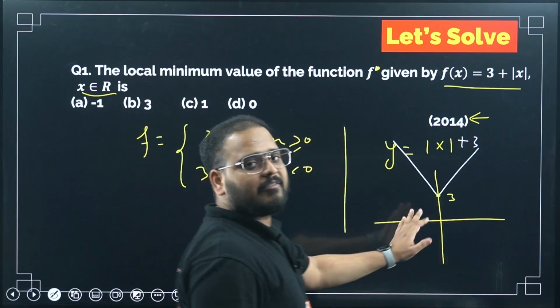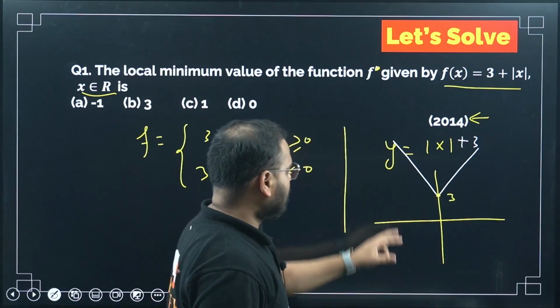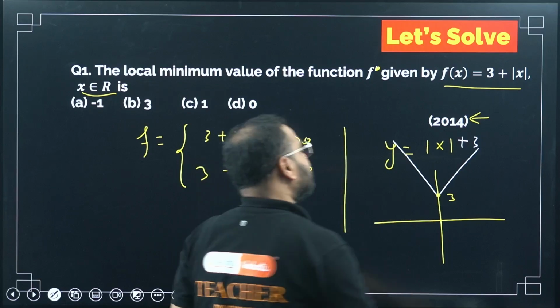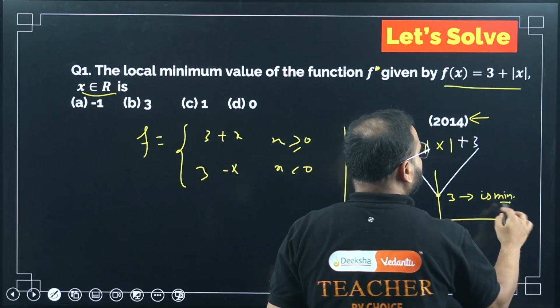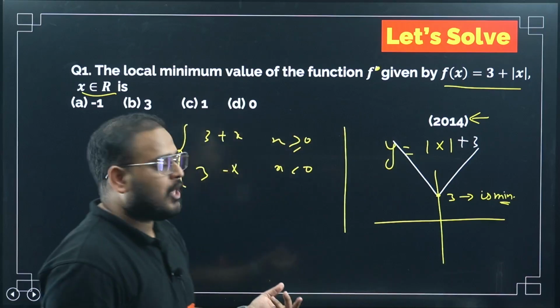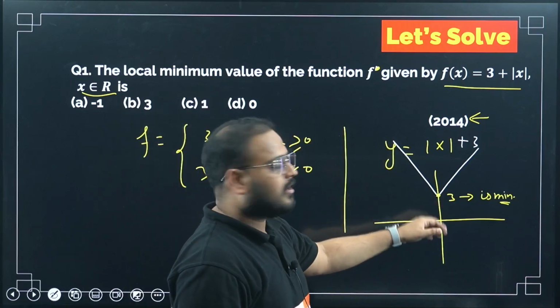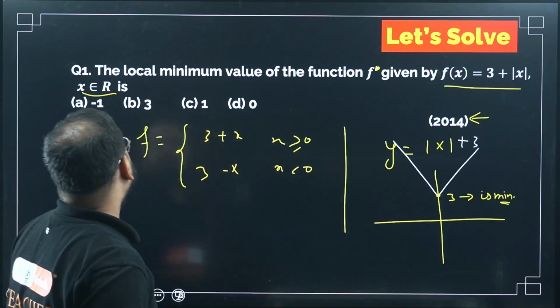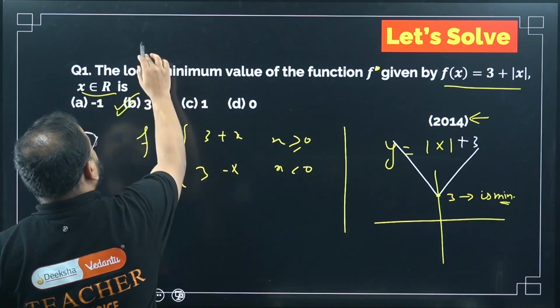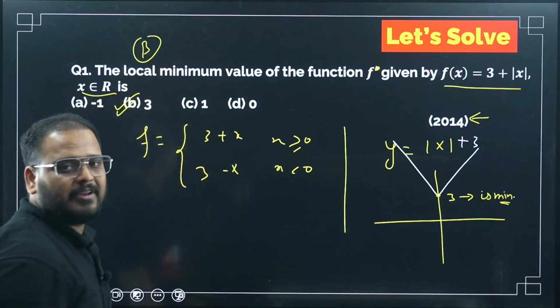Now looking at the graph, tell me what is the minimum value of the graph. Simply 3, sir. 3 is the minimum value. This is my local minima. You will not get any value less than 3 because the graph is not there below 3. So the minimum value is 3. Answer is B. Simple or not? Very, very simple. Moving on.